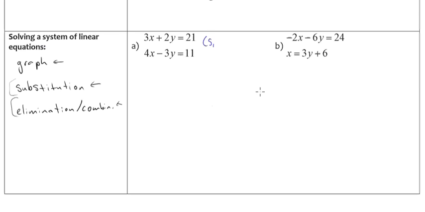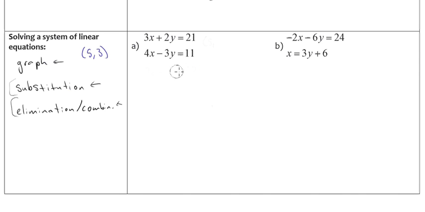Let me get a little bit further away because we'll need that space right there. We know the answer should be 5, 3, so we can test ourselves to see if we're doing this correctly. And let's start with elimination. With elimination, what we're going to do is multiply both sides of an equation by something until we get to where we can add the equations together and eliminate a variable. If we were to add them right now, we would end up with 7x minus y equals 32, and that didn't eliminate anything for us. So that's really not a useful first step.